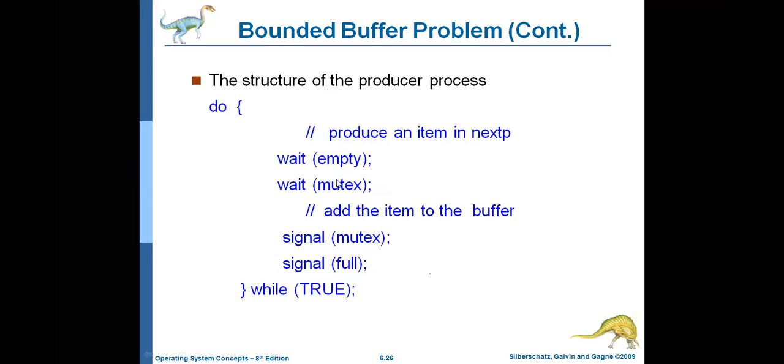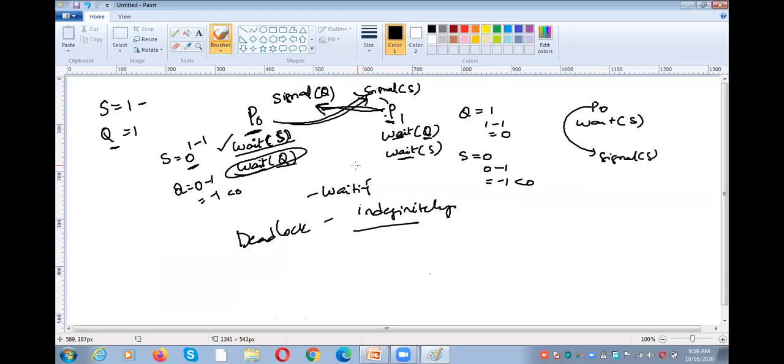And next, again you are trying to add one more item. The producer is trying to produce one more item. So earlier the empty was 4. Now if you add an item, it will become 3 and the full becomes 2. That is the thing. I explained with the help of paint.